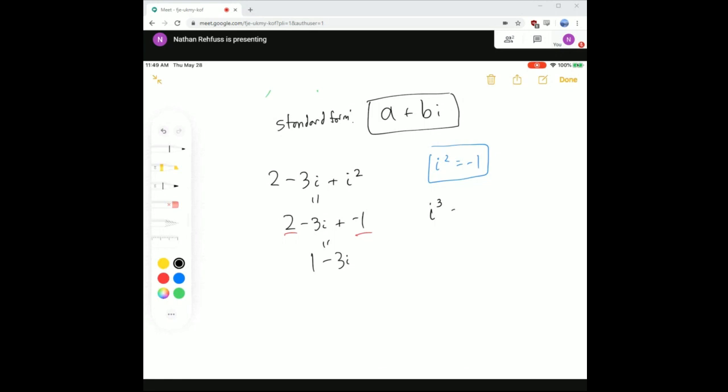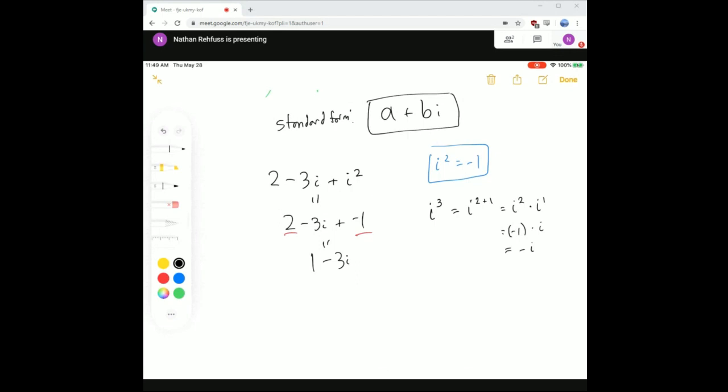So I could say this is i to the power of 2 plus 1, right? 3 is 2 plus 1. And the product property says that's the same as i squared times i to the first power. With me? So i squared is -1, and i to the first power, anything to the first power is itself, so that must be i. So i cubed is -i.